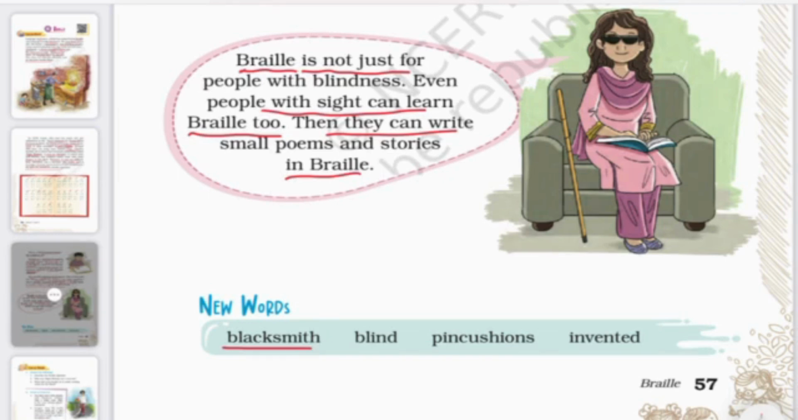From this we learn new words: blacksmith, blind, pincushions, invented. A blacksmith is a person whose job is to make things made of iron. Blind means unable to see. A pincushion is a small pad for holding pins. Invented means making something new. These are the words we have learned from this lesson.